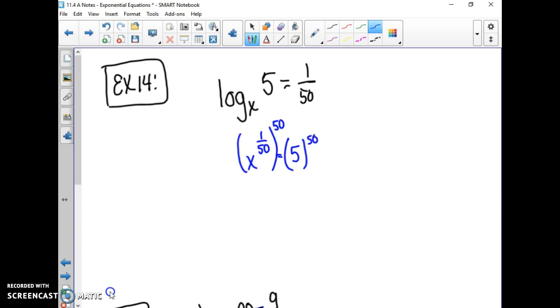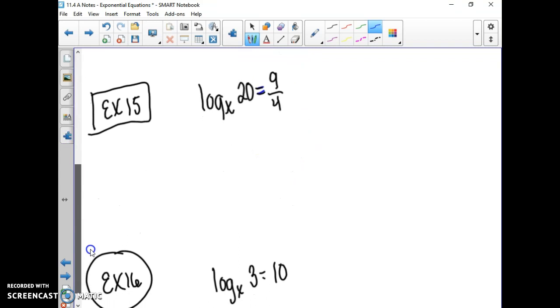because whenever we have exponents like this, 1 over 50 times 50 just gives us 1. So we'll have x to the first power, which we don't have to write, is 5 to the 50th power. That's going to be such a large number that I'm just going to leave it like that. But you could get a calculator expression for it if you want.